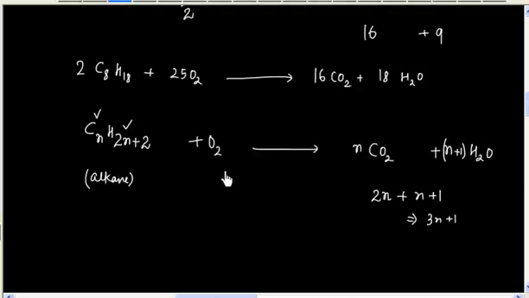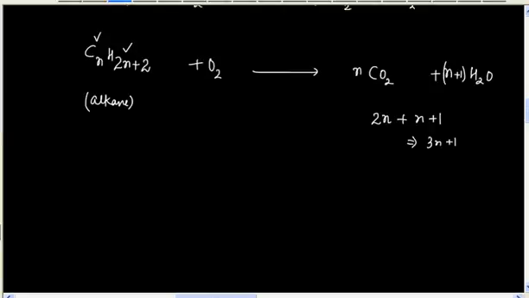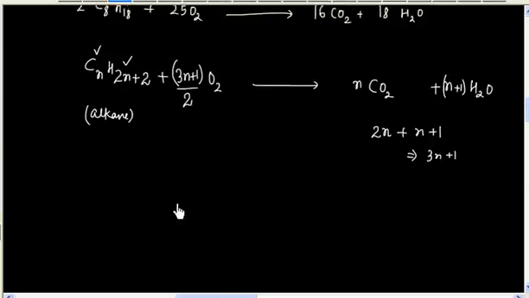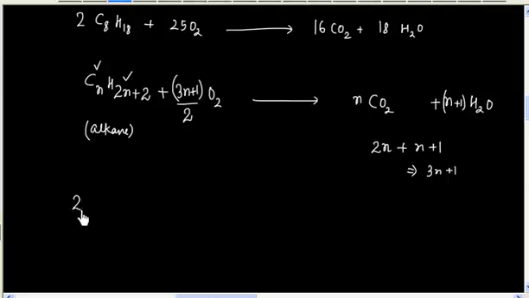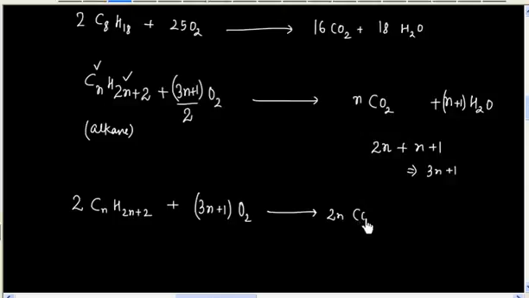So what we can do, we can multiply oxygen by (3n plus 1) by 2. And throughout we can multiply by 2. So we will have 2CnH2n+2, plus (3n plus 1) O2, and this will give you 2n CO2 plus 2 into (n plus 1) H2O.